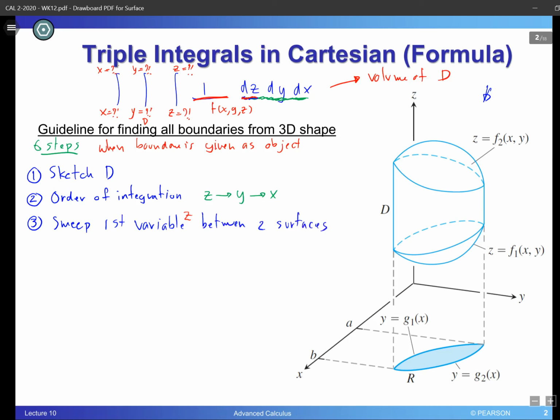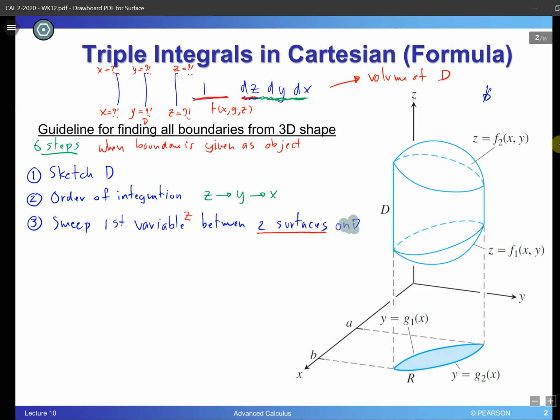Okay, this is the keyword. Keep in mind, this is very important. We are going to sweep between 2 surfaces of D, on D. How is that going to work? So let's take a look here, on the figure on the right hand side.